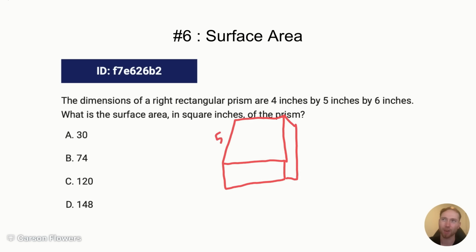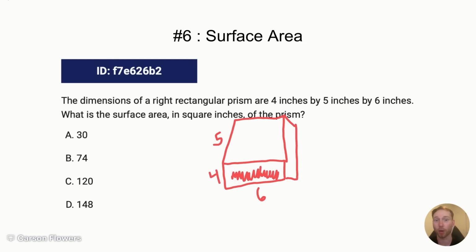I'm going to say that this is 5, say this is 4, and this is 6. And so what we want to do is find the area of each of the panels and then add them together. In this case, we're going to have different lengths for each. So I can see that there's this panel here, or this side. We're going to need to find the area of it.